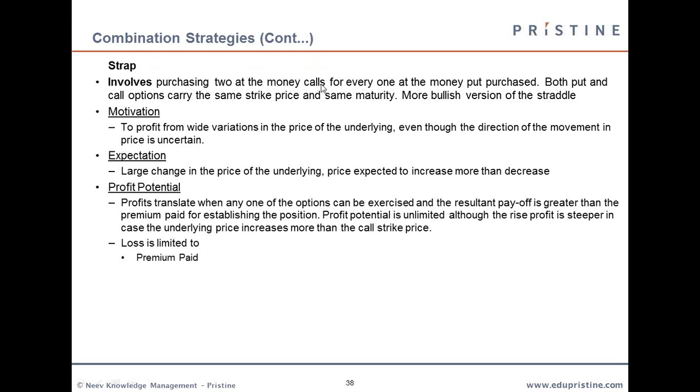So here, since we expect the price to increase more, we buy multiple calls, say 2 calls, and buy only 1 put. So again we have the same strike price, same maturity, everything is similar to strangle. This is, we can say, a more bullish version of the straddle or strangle.